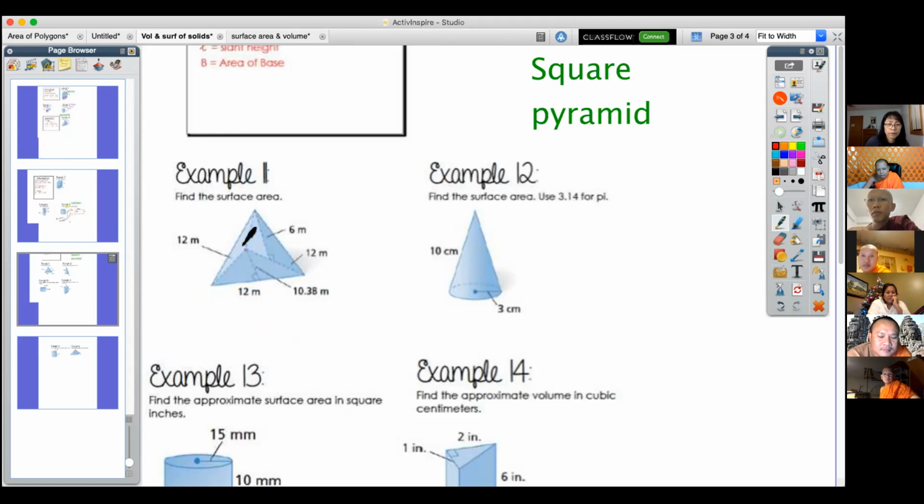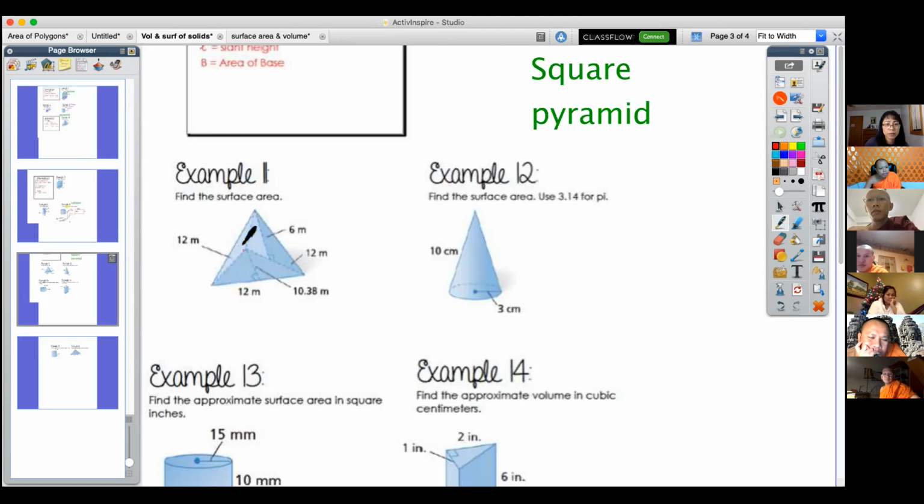Okay, so the base is a triangle. So find the area of a triangle, and then you have 3 triangles that wrap around it. There's 3 of them, okay? That's a triangle. So base times height divided by 2 here.